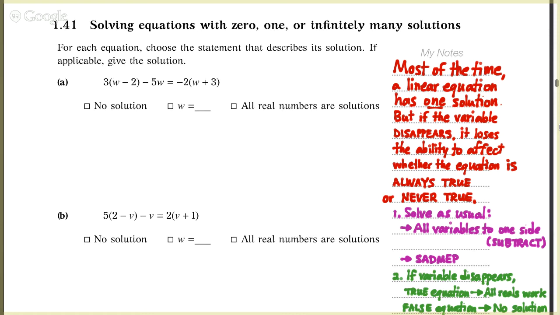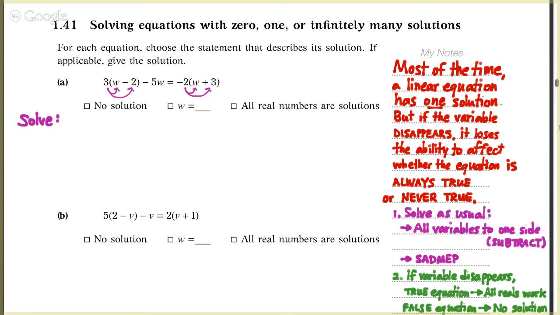Let's look at what happens in part A. Let's solve this equation, again, by first of all thinking about getting all variables to one side. But before we even do that, let's simplify. We've got an expression on the left-hand side that has some parentheses in it. I've got an expression on the right-hand side that has some parentheses in it. So before we do anything else, let's deal with that.